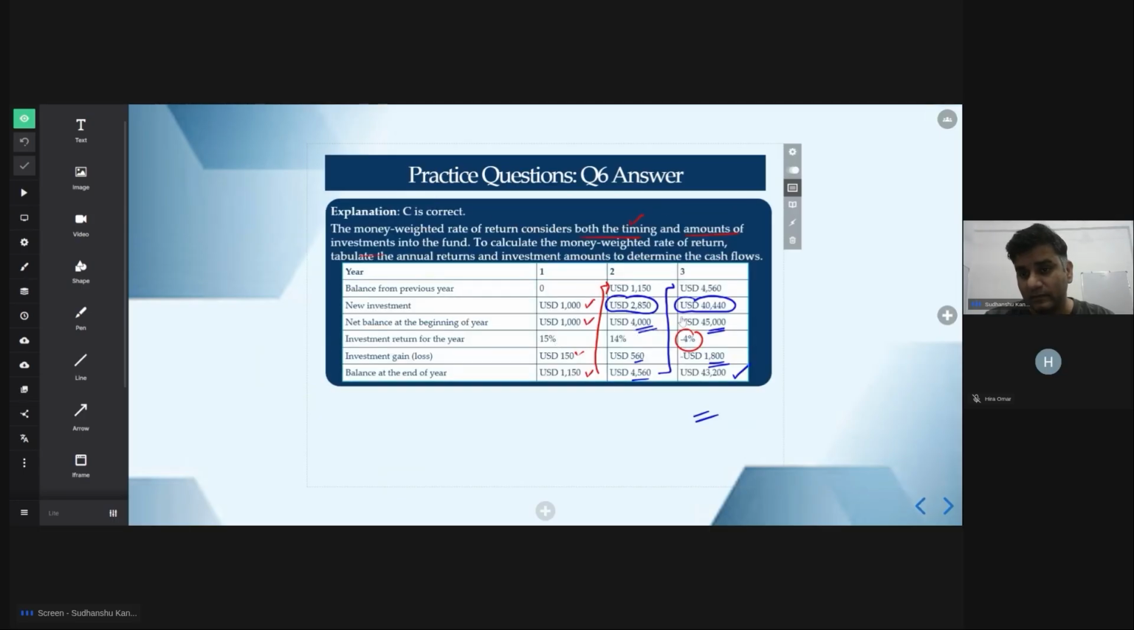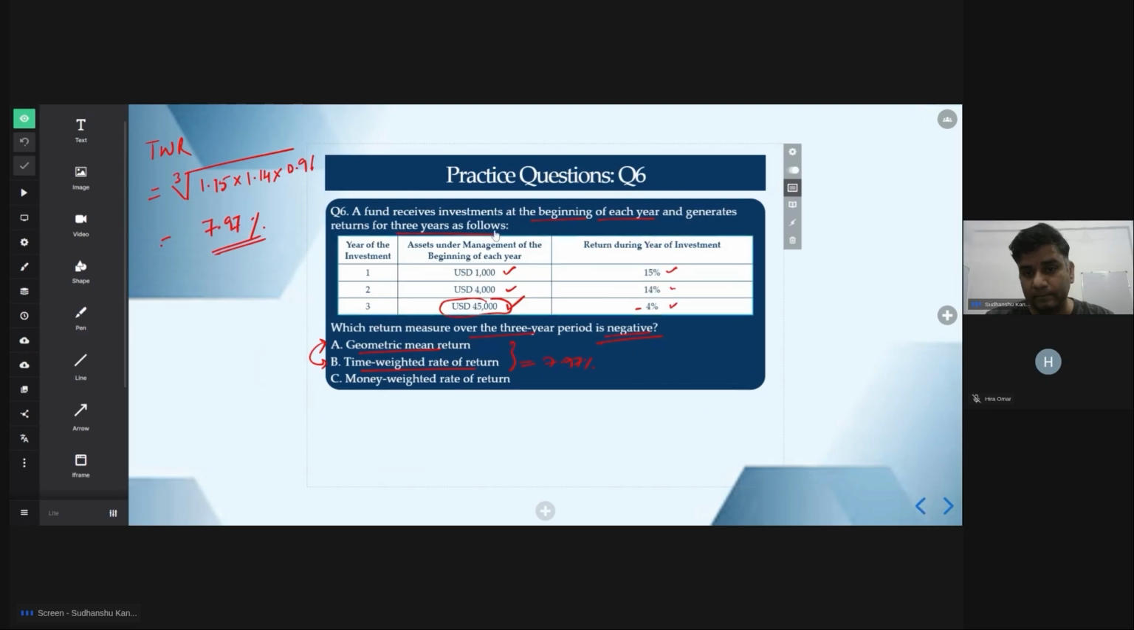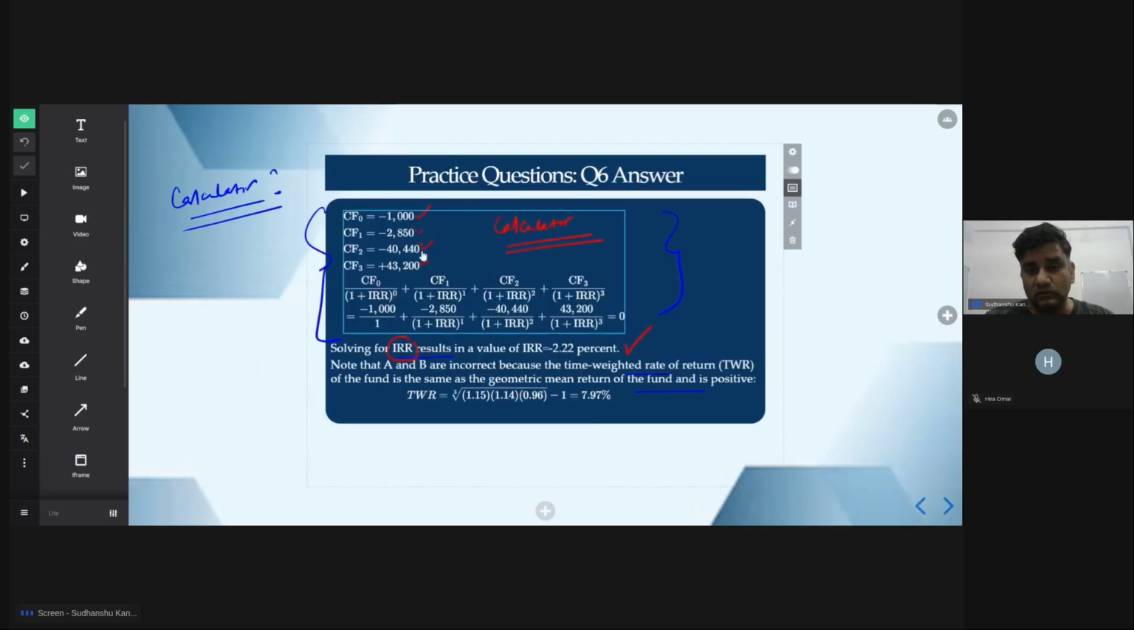So if you see this table, if you go back to the first solution, right? So the year of investment, the assets under management at the beginning of each year, right? When I take the beginning of each year, that is $1,000. The starting point I need to identify, right? The beginning of year it was $1,000. So that is what I have taken. Beginning of year minus 1,000. Why have I put a minus sign here?